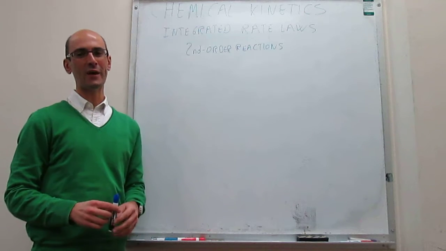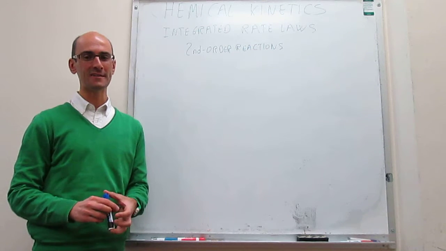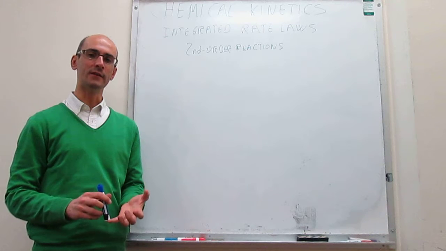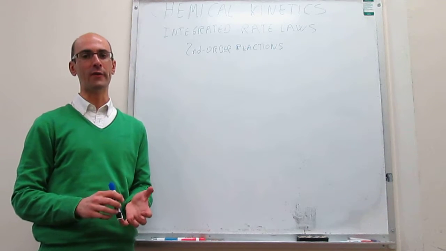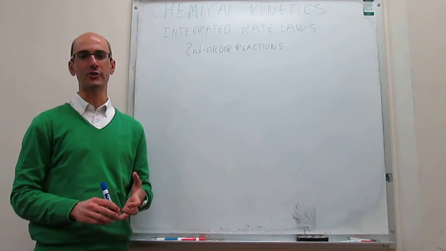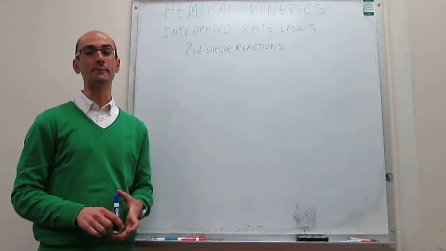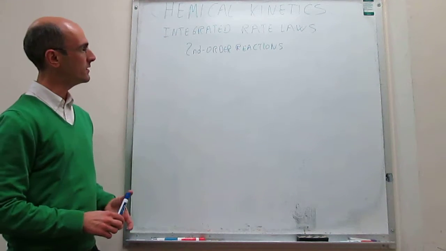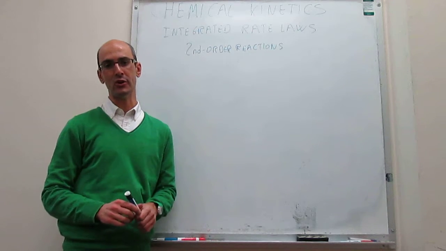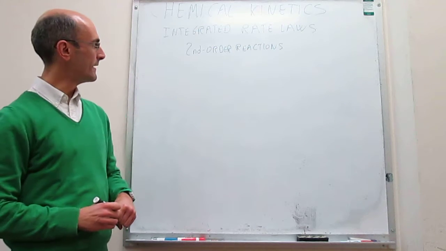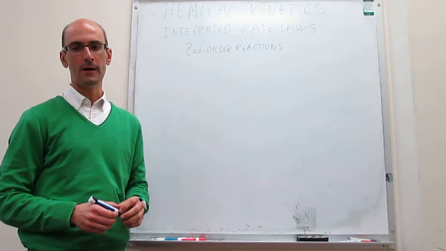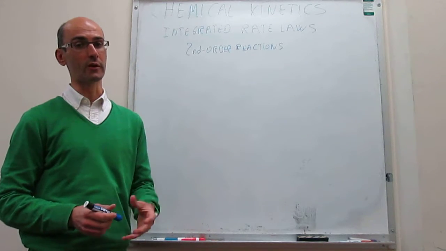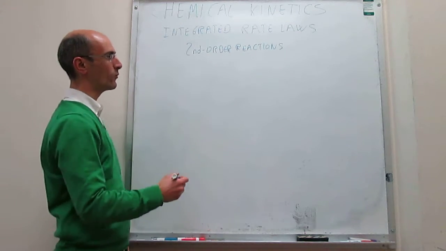In the last few videos we have talked about integrated rate laws. We have derived the integrated rate law for a zeroth order reaction and for a first order reaction, and then we introduced the concept of the half-life. We can continue our exploration of integrated rate laws by taking a look at how you would derive the integrated rate law for a second order reaction with one reagent.